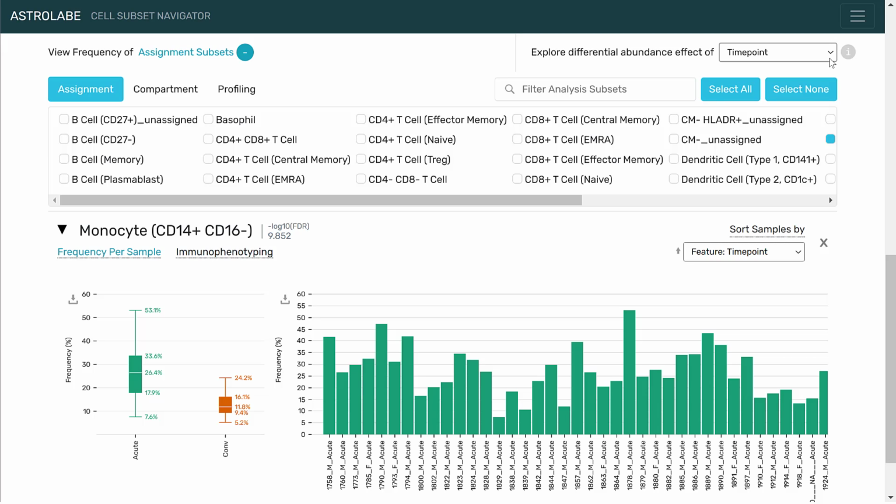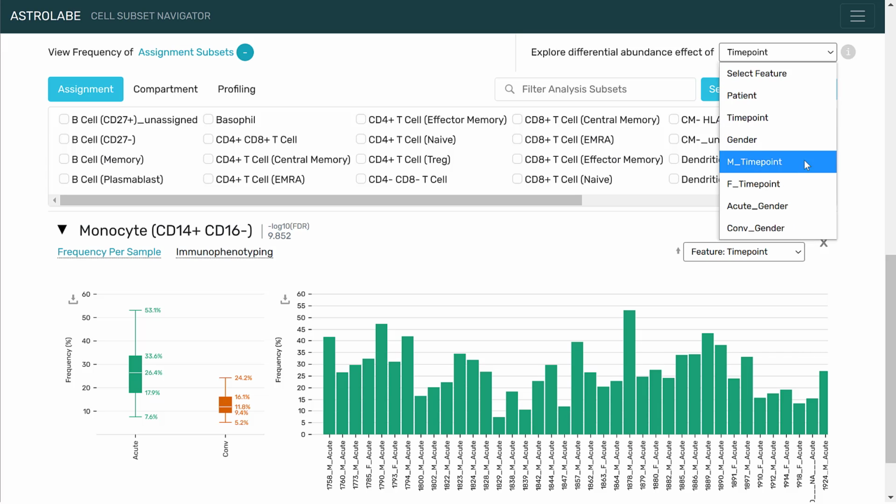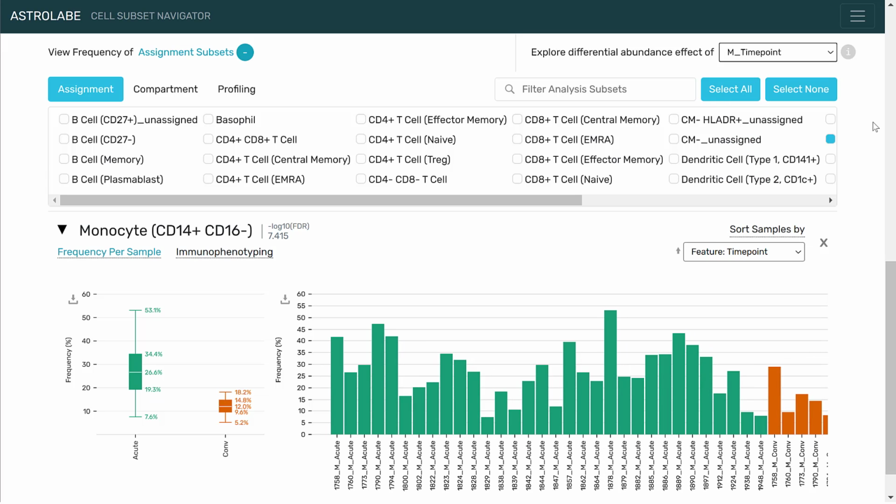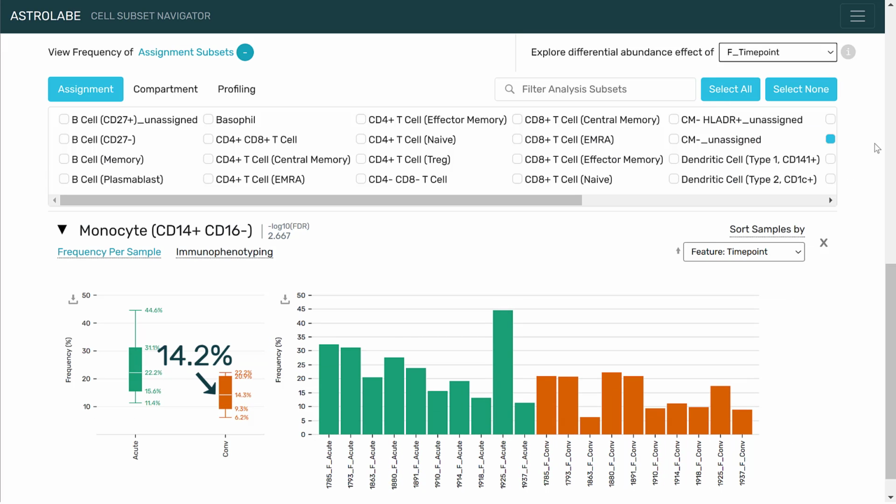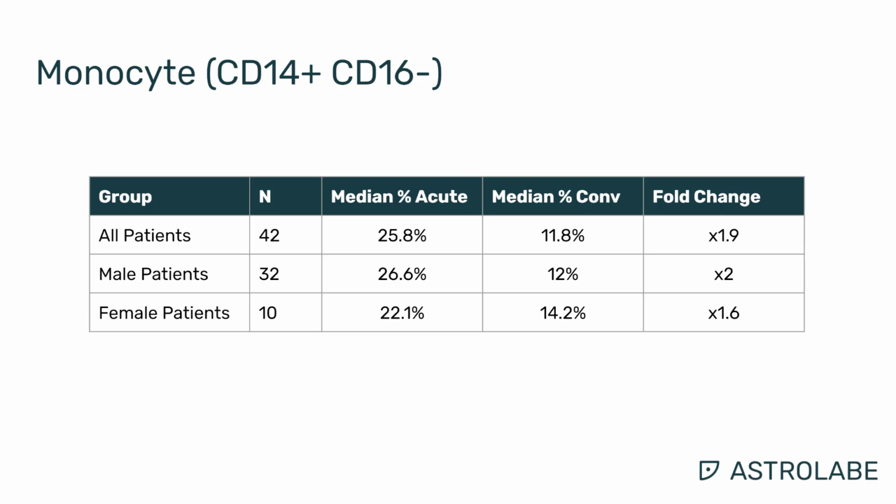Let's look at our male time point feature, which remember is the same as time point, but we have just excluded our female samples by using the NA keyword. We can see the difference is a bit more pronounced here, with a median frequency in the acute stage of 26.6% and 12% in the convalescent stage. If we look at the female patients, the median frequency in the acute stage is 22.1% and 14.2% in the convalescent stage. So in general, we can see that the trend is the same, but in a way the change is less pronounced for our female patients, and that is true in both directions. The response in the acute phase is smaller, and it also wanes to a lesser degree in the convalescent phase.